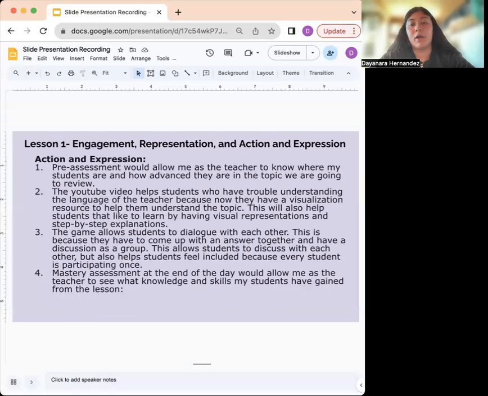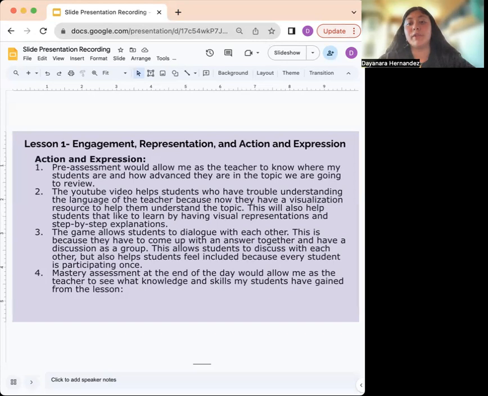And then for action and expression, I will explain how I use the items to collect information about my students' knowledge and how these activities improve my students' learning skills. For example, pre-assessment will allow me as a teacher to know where my students are and how advanced they are in the topic we're going to review. The YouTube video helps students who have troubles understanding the language, and by watching the video, they have a visualization resource to help them understand the topic. This will also help the students that like to learn by having visual representations and step-by-step explanation.